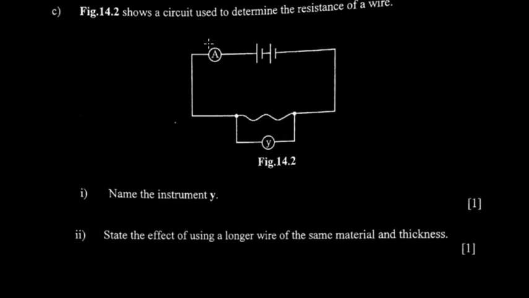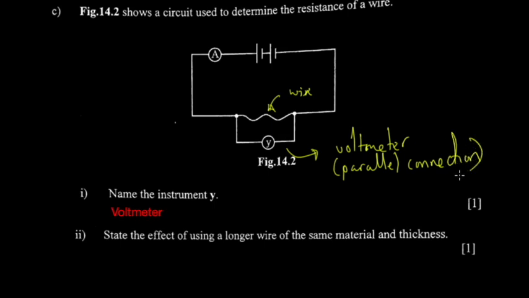Next part says this is a circuit used to determine the resistance of a wire. So this is the wire. And then you're asked to name instrument Y. Instrument Y is obviously a voltmeter. How do you know? Because it's connected in parallel. A voltmeter. Parallel connection.